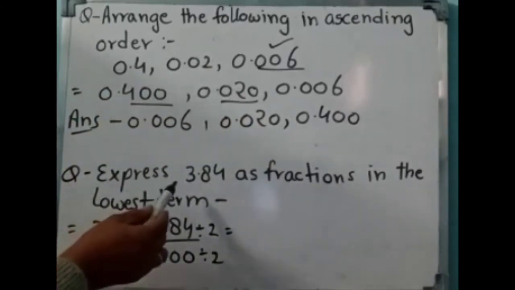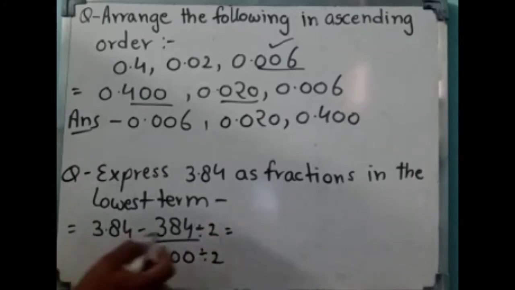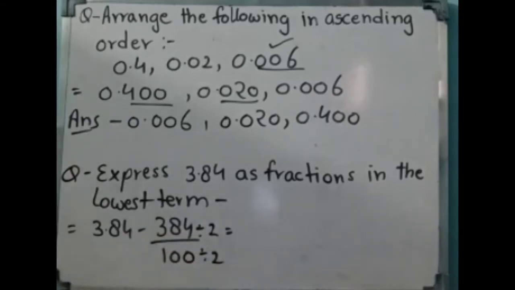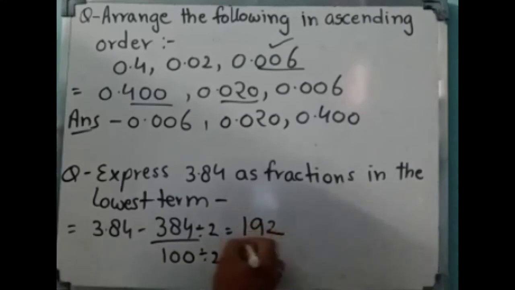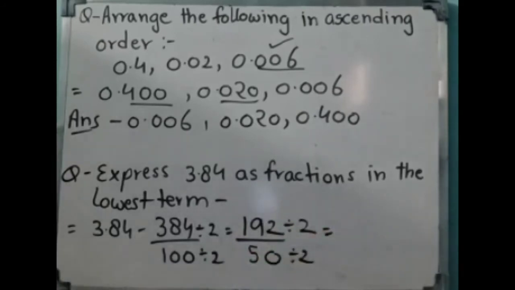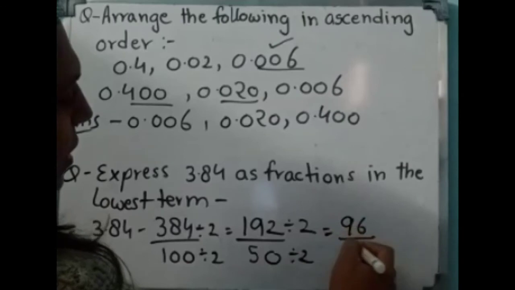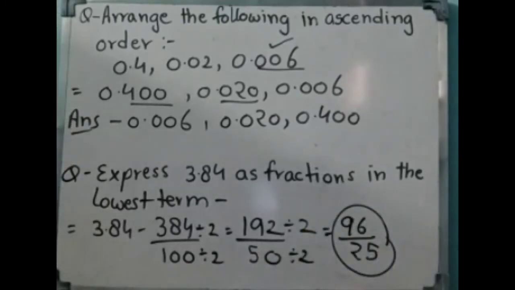Next question is: express 3.84 as a fraction in the lowest terms. So here we have an even number in the ones place, so divide by 2. What is the answer? If we divide by 2, 192 by 50. Again we have an even number, so again divide it by 2. Then we have 96 by 25. This is an improper fraction, but this is the answer, 3.84 as a fraction in the lowest terms.